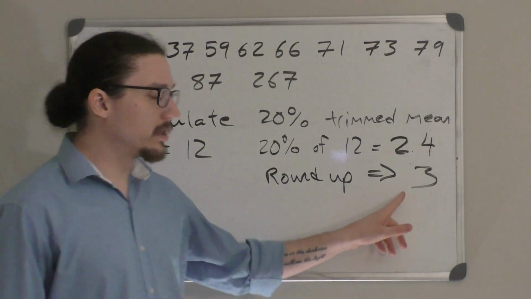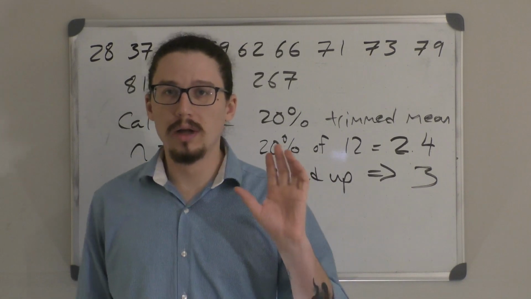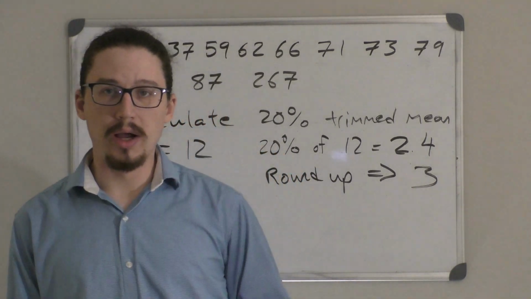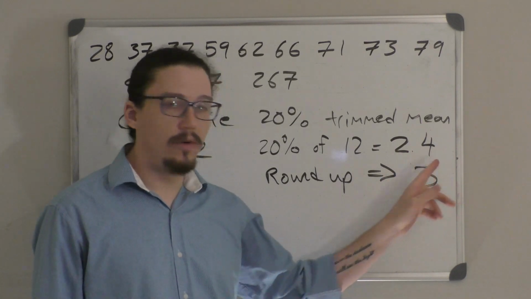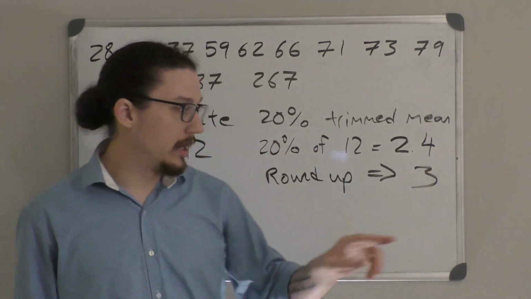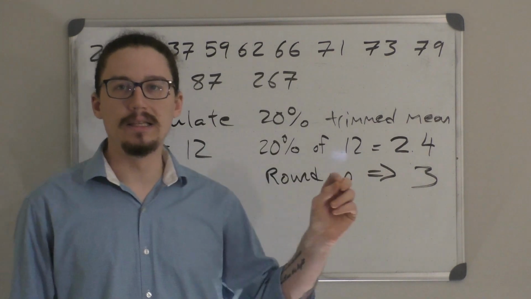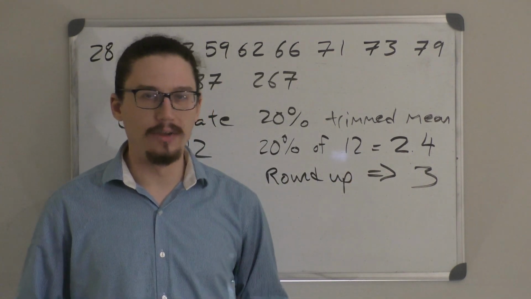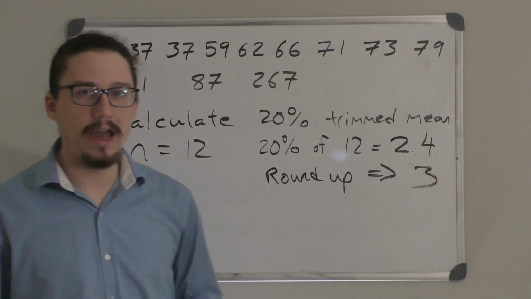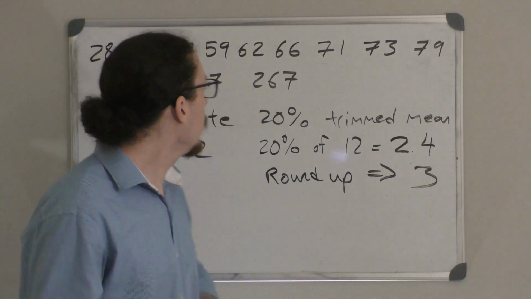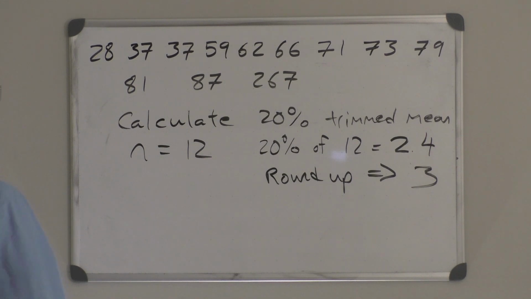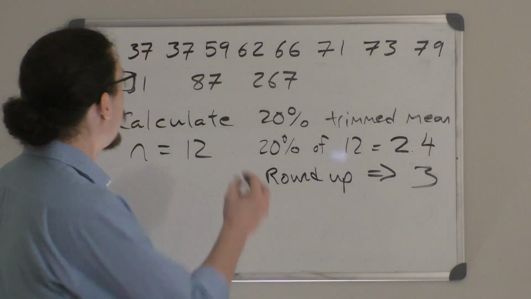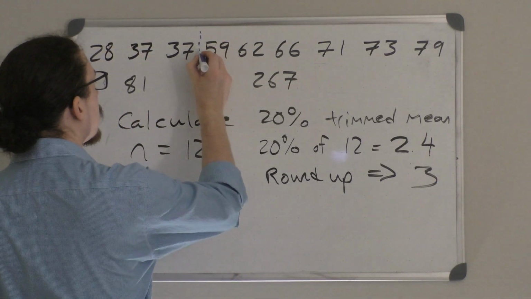So we're gonna need to round up to 3. So we're always gonna round up. Normal rounding rules don't apply in this case. Even though we've got 2.4, we're still rounding up to 3 because we have to trim at least 2.4 values. So we round up to 3.